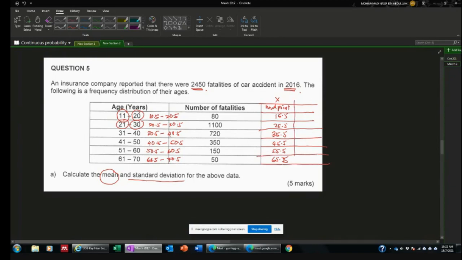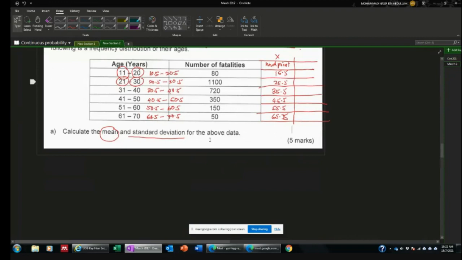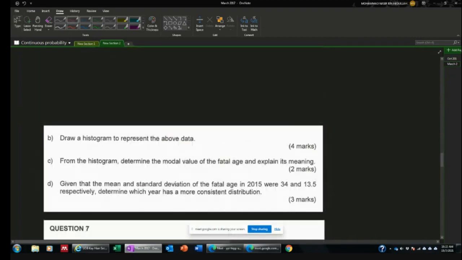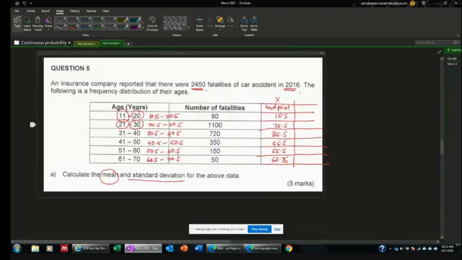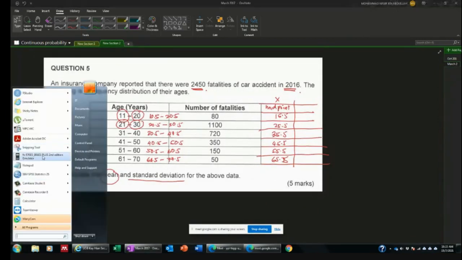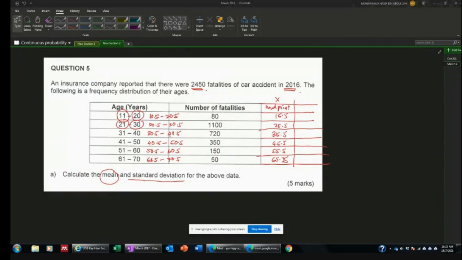So, alang-alang kita dah buat, kita tengok soalan yang seterusnya. Dia suruh cari median tak? Tak ada kan? Okay, no need to find median lah. Okay. Next, what we need to do is to use our calculator.